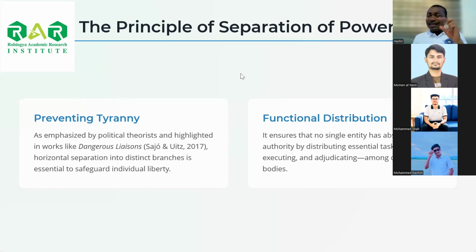Now, this is the principle. We call it the principle of separation of power. Then the purpose of the principle is what? Preventing tyranny. Preventing what? Tyranny. What is tyranny? Tyranny is having too much power and using it anyhow to your advantage and to the disadvantage of the people.